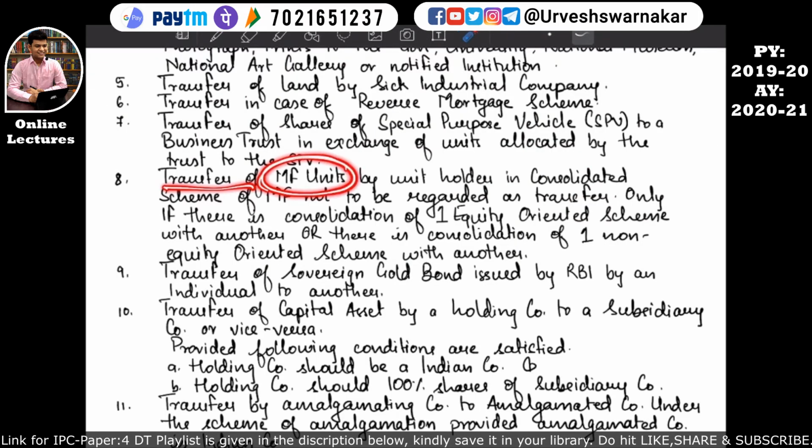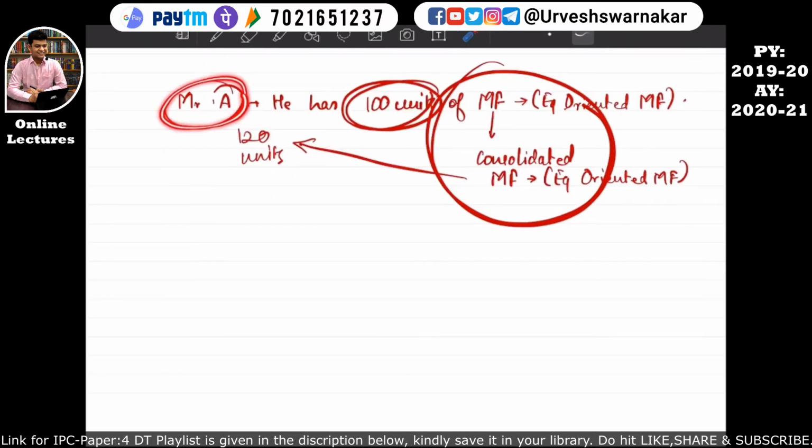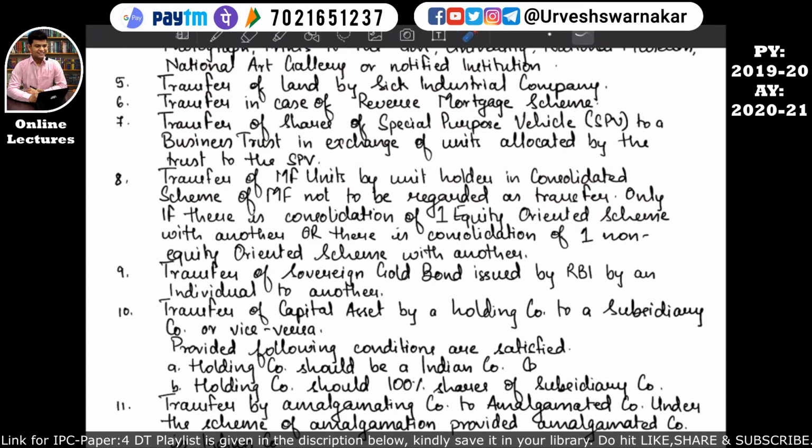Transfer of mutual fund units by the unit holder. So over here Mr. A was the unit holder of these 100 units. Due to the consolidation of this mutual fund, new units have been allotted to Mr. A, that is, 120 units have been allotted. So if this is the scenario, it is not considered as transfer. I hope this is quite clear to you all. And here it is given that if there is a consolidation of one equity oriented scheme with another equity oriented scheme, then only this is not considered as transfer under section 47. But if one equity oriented scheme is getting consolidated with a non-equity oriented scheme, then it will be considered as transfer. I hope this is quite clear.